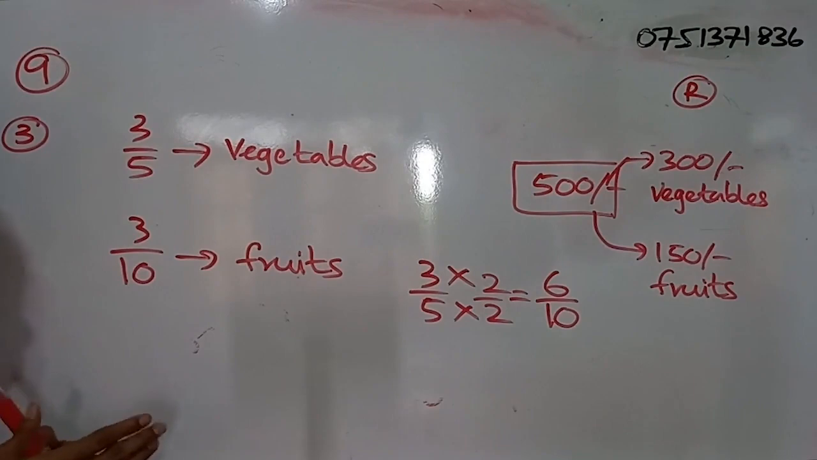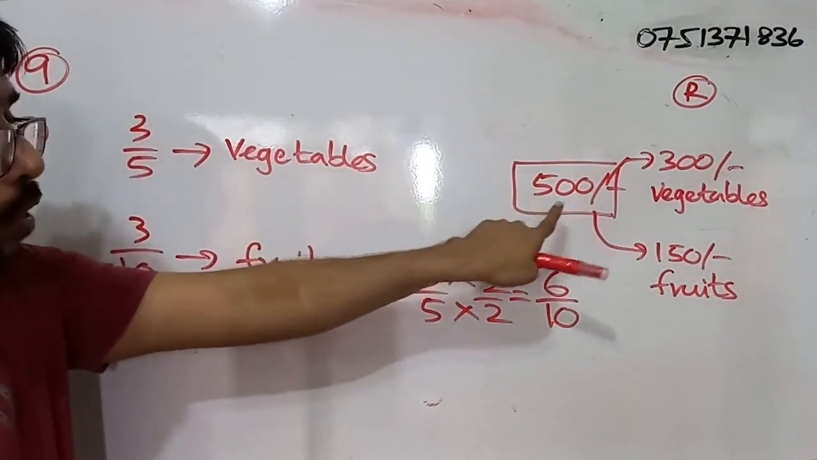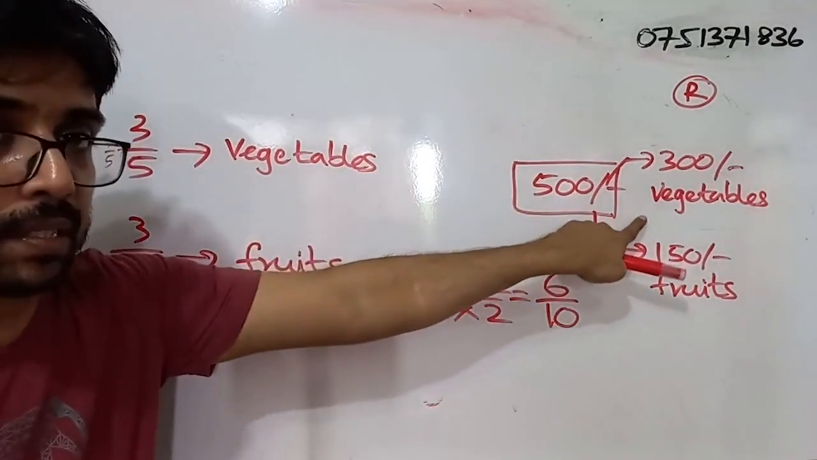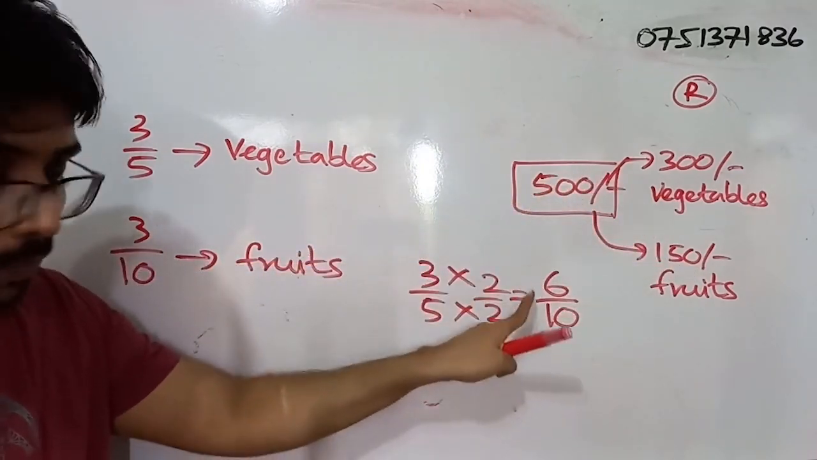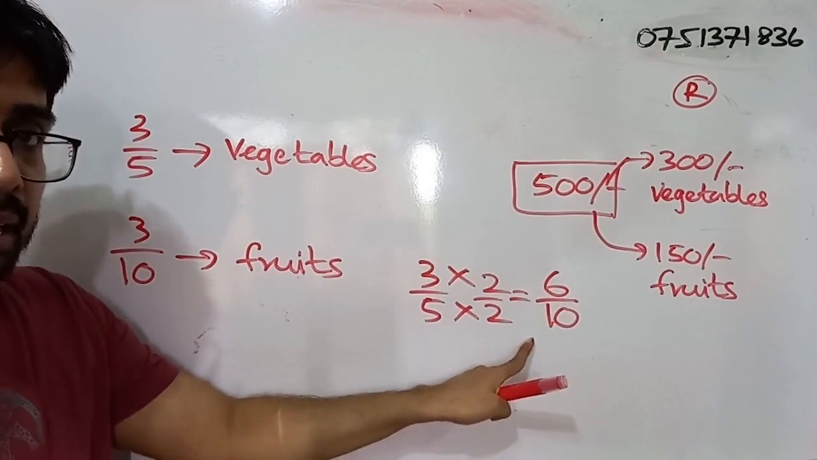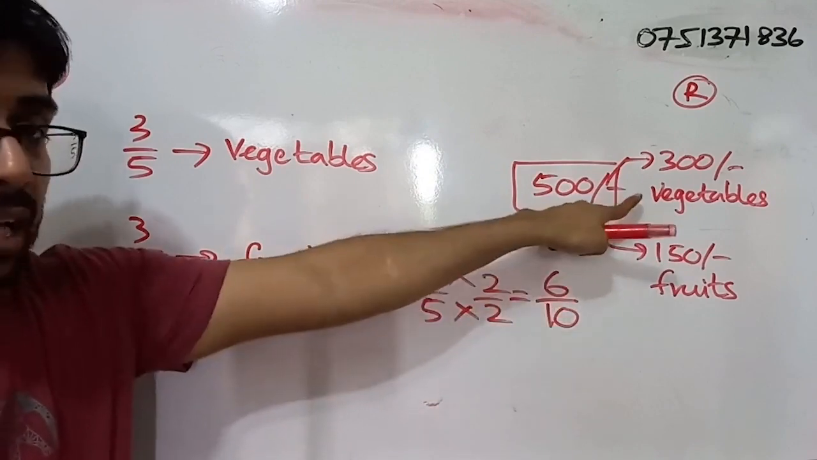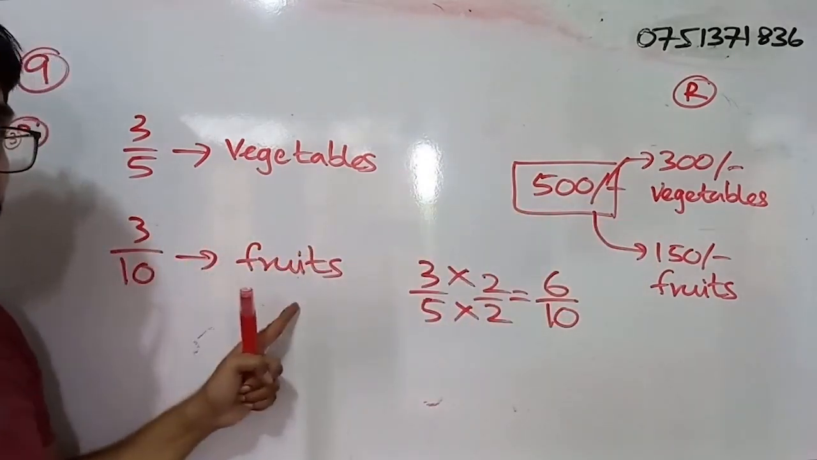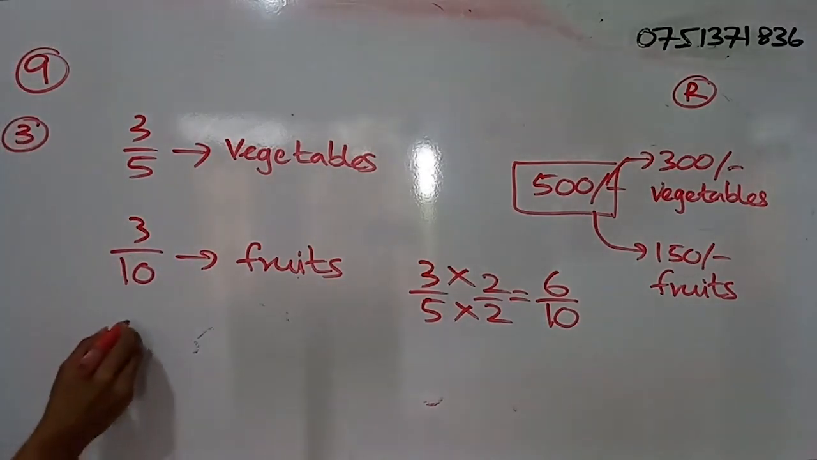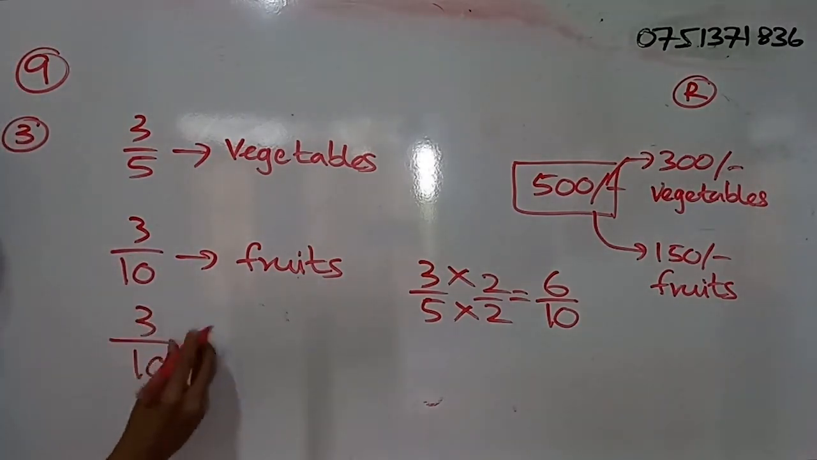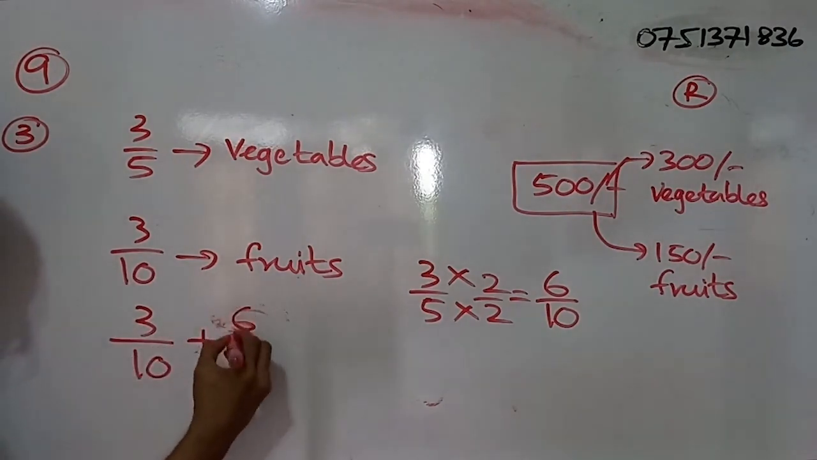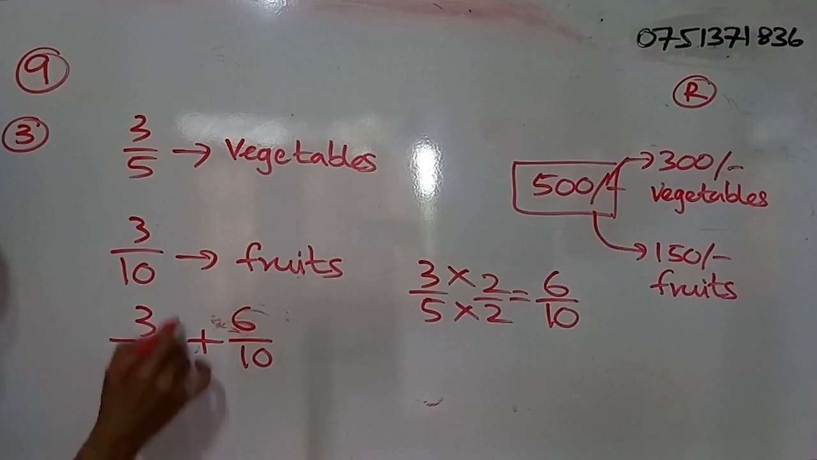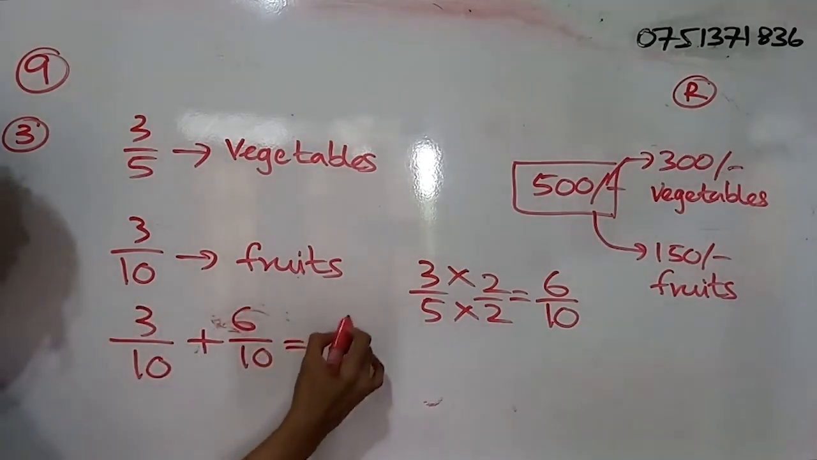She spent 300 rupees out of 500 rupees for what? Vegetables. When we convert that information into fractions, what will it be? 6 by 10. So 6 by 10 for vegetables, 3 by 10 for fruits. What is the total amount? 3 by 10 plus 6 by 10. So this is fruits, this is vegetables.